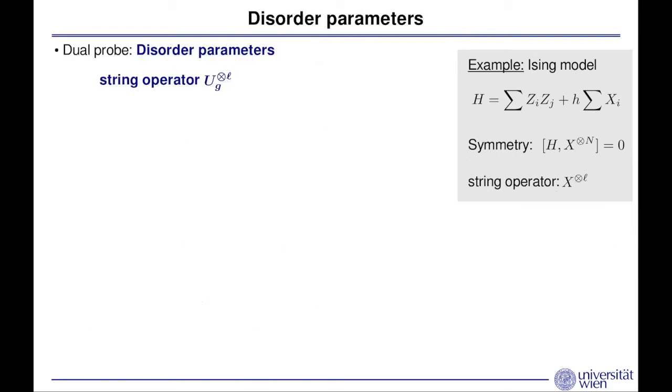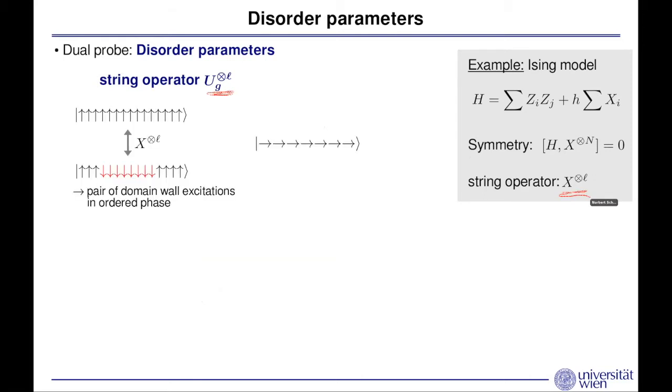Good. Now that's actually not the only order parameter we can construct from symmetries. We can also construct a dual order parameter, or what people often call a disorder parameter or disorder operator, which in a one-dimensional chain would be a finite string of symmetry operators. So for instance, in the Ising model, it would be a finite string of Pauli X operators.